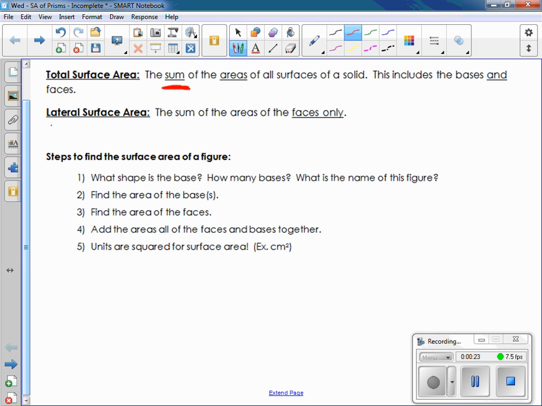The lateral surface area is just when you're finding the sum of the areas of faces only. So bases and faces, everything, or just the faces. So you need to figure out what is the shape of the base, how many bases, what's the name of this figure, because that's going to affect eventually what formula you use. You'll find the area of the bases initially, then we'll work our way to a formula. Find the area of the bases, find the area of the faces, add it all together. And then remember, this is area, so your units will be squared.